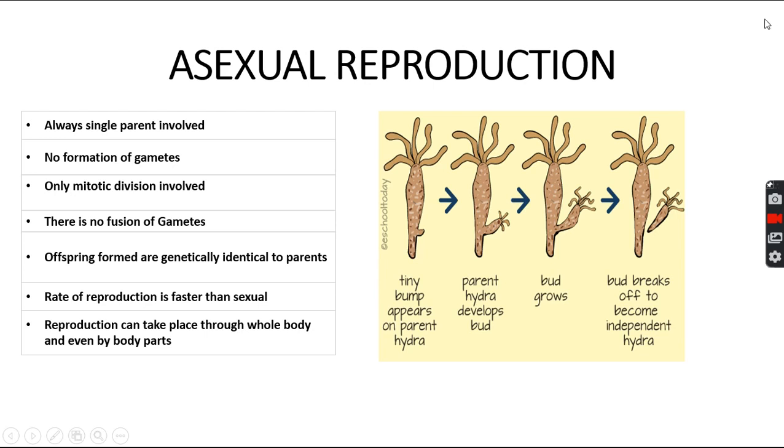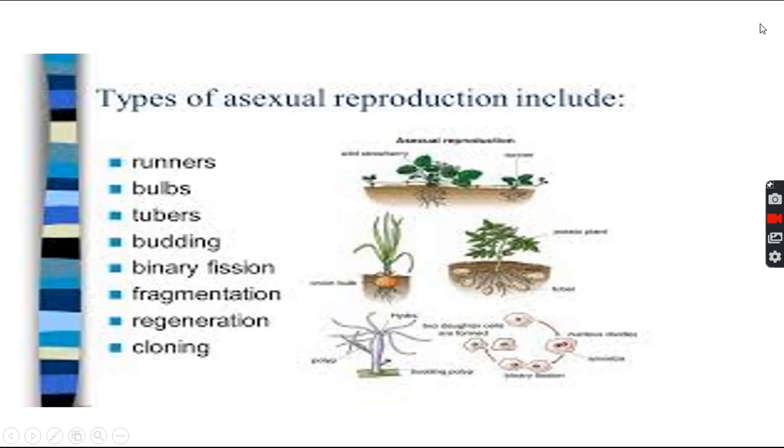The members of the kingdom fungi and simple plants such as algae reproduce through zoospores, which are microscopic motile structures. In plants, asexual reproductive units are called vegetative propagules and the process is called vegetative propagation. Some of these processes happen in strawberry, peppermint and Bermuda grass.